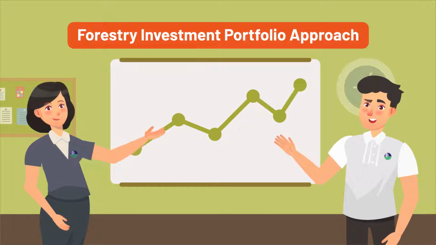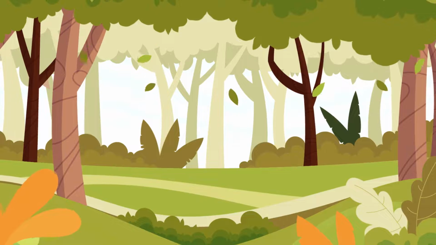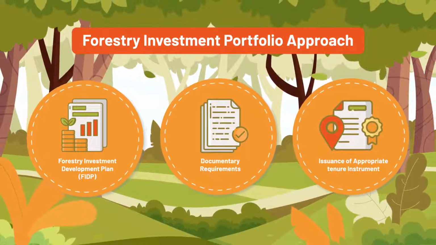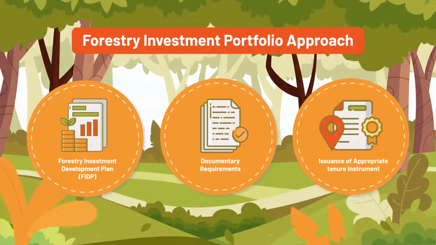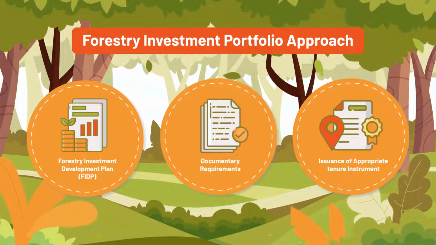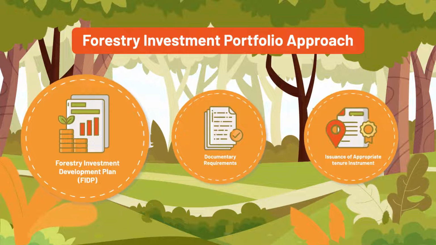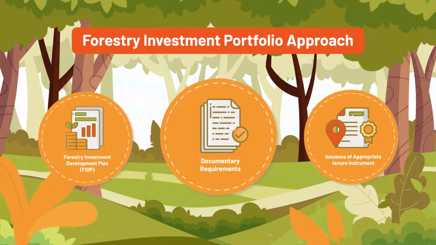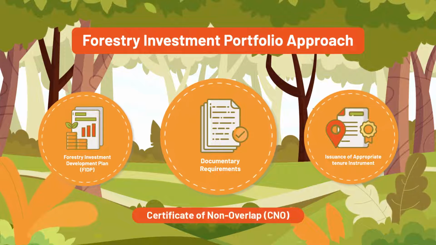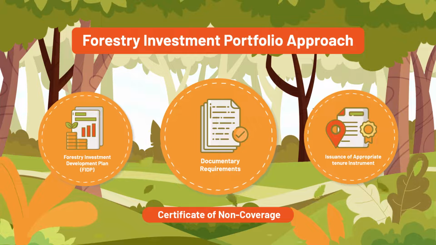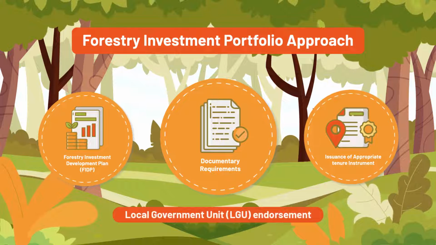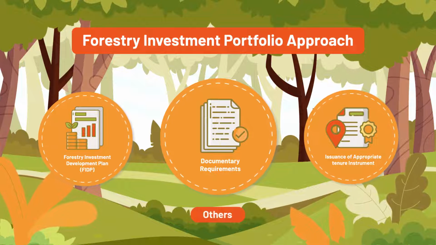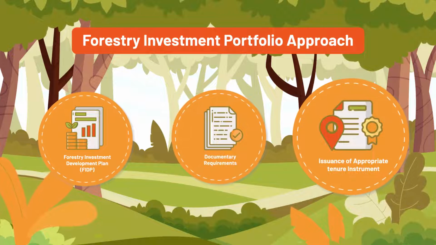from the private sector. This order covers untenured production forest lands with Forest Land Use Plan, or FLUP, and offers a Forestry Investment Portfolio Package, FIPP, which shall include Forestry Investment Development Plan, or FIDP, documentary requirements such as Certificate of Non-Overlap, or CNO, Certificate of Non-Coverage, CNC, Local Government Unit, or LGU endorsement, and others. And lastly, issuance of appropriate tenure instrument.